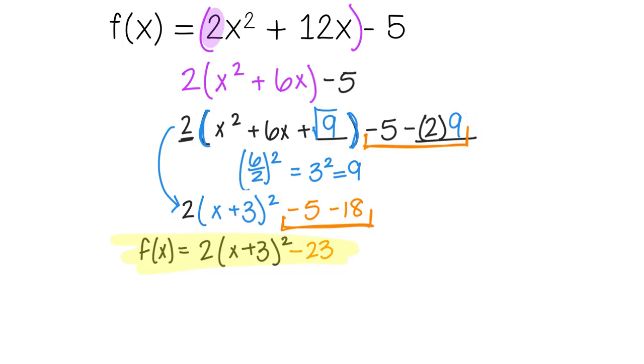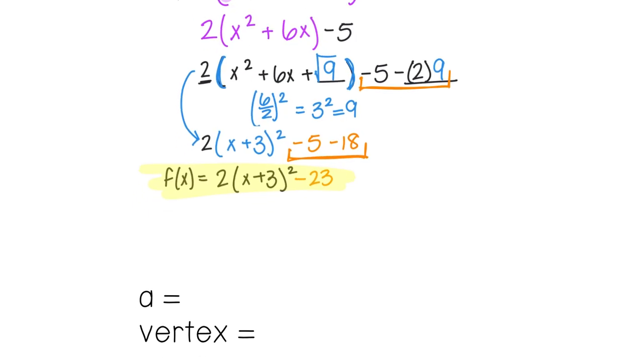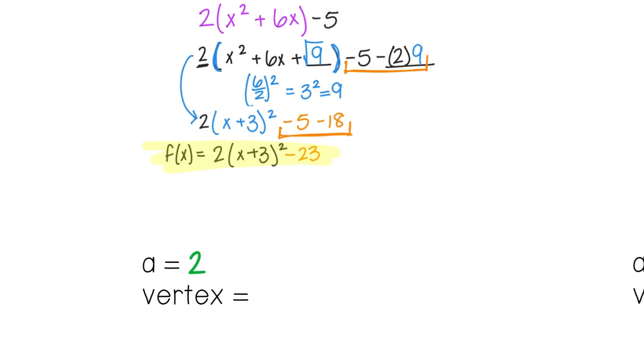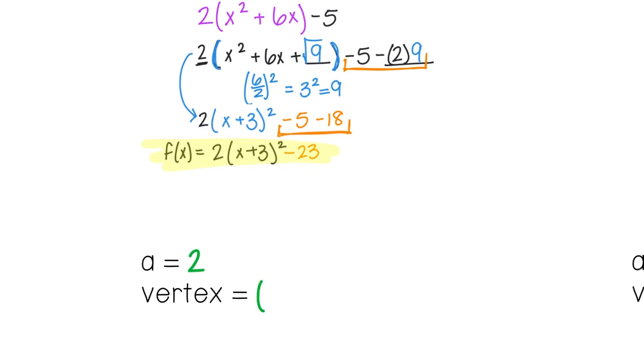Now look at my answer. My answer is going to change. A is not 1 anymore. What is A? A is now 2. That's how you're taking that A out. So A is 2. What's my vertex? It's going to be -3, -23.